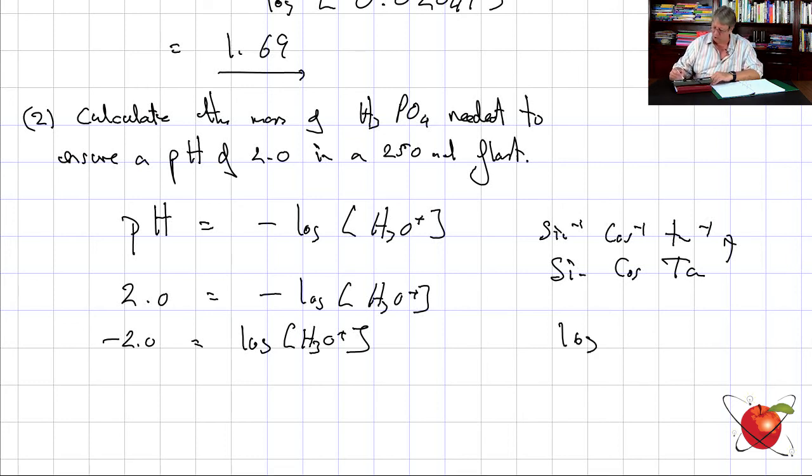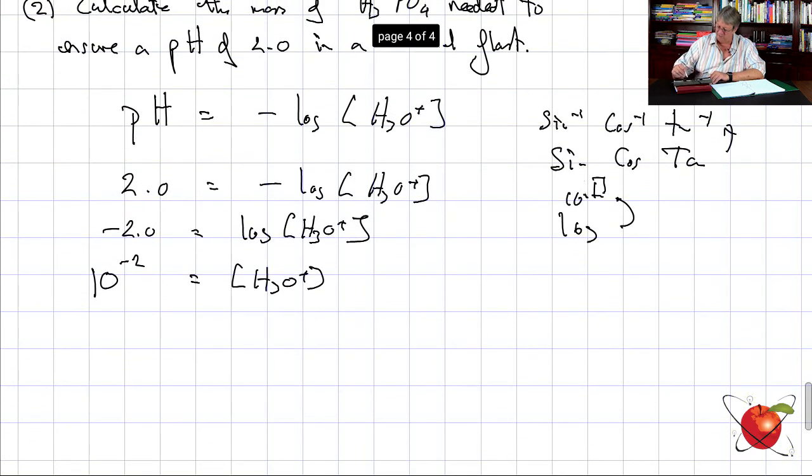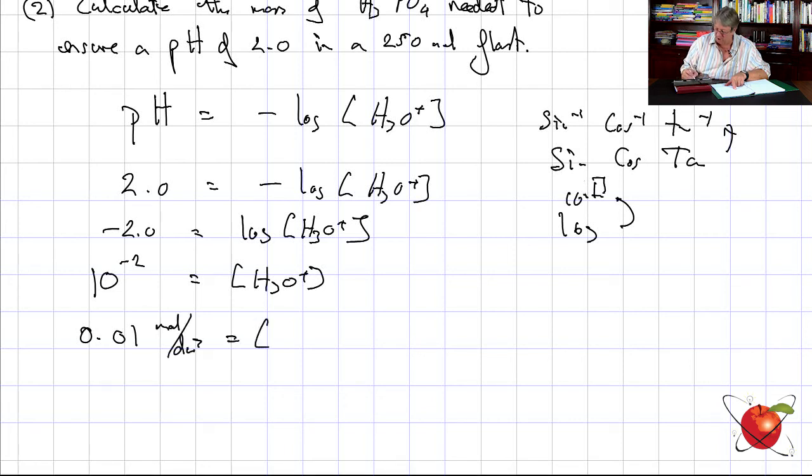Now you will see a button called log, and above it you will see 10 to the power of a block. Here I want that. So essentially I'm going to press Shift log, and you will see it gives 10 to the minus 2 is the concentration of the H3O+. My final answer is thus 0.01. And it's a concentration, so it's moles per decimeter cubed, the concentration of the H3O+ ion.